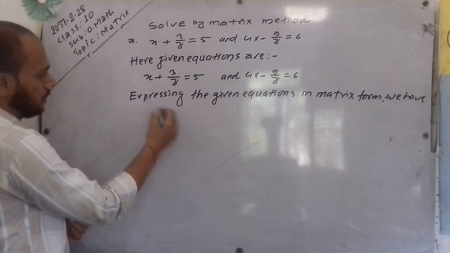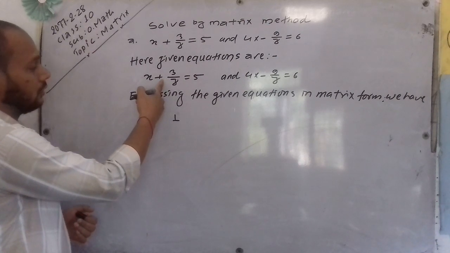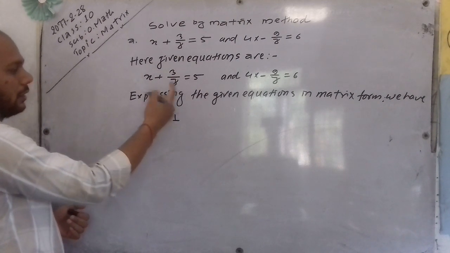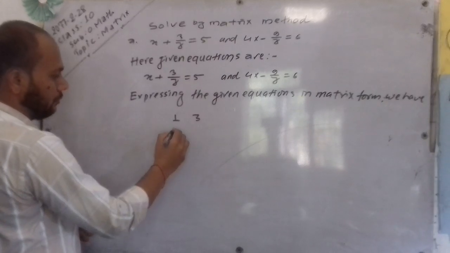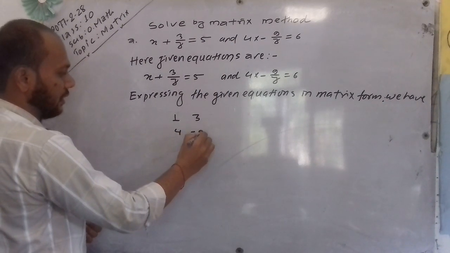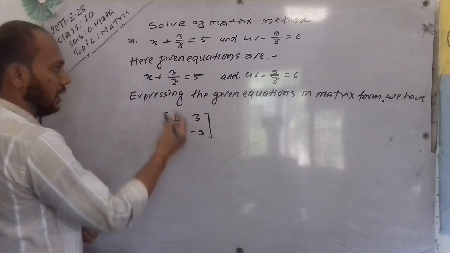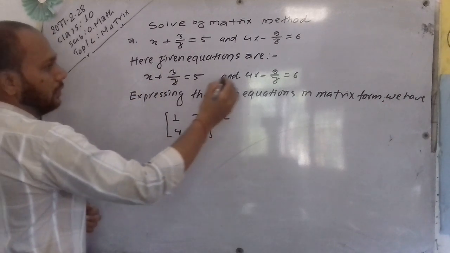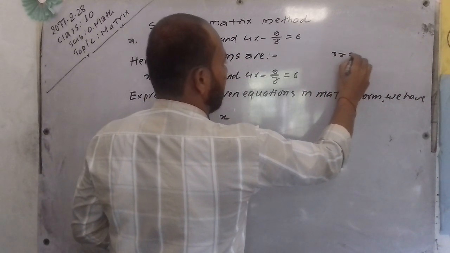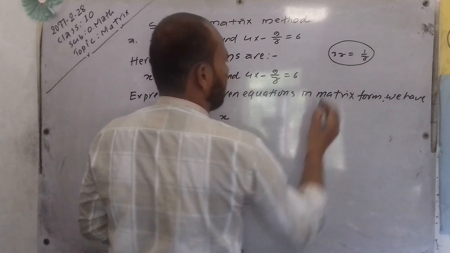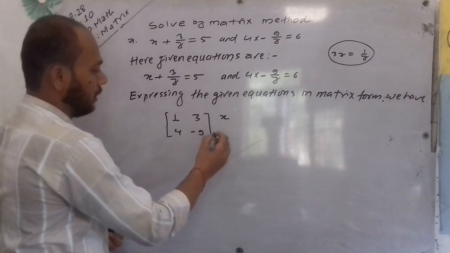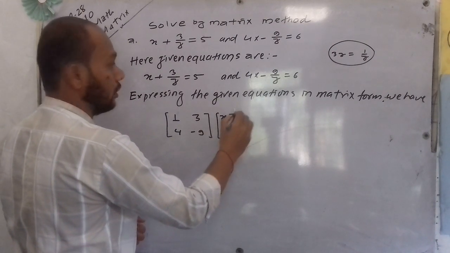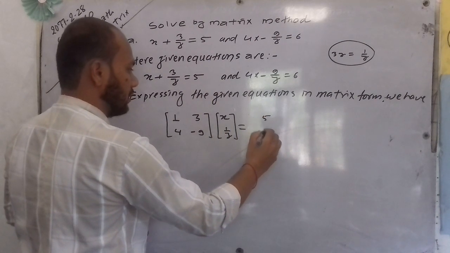Here you should write the coefficient of x, and here the coefficient of 1 by y, because it is given in the form of 3 by y, so you write the coefficient of 1 by y as 3, and from here 4, from here minus 9. And in the place of x we have x, but in the place of y we have 1 by y, so we write here 1 by y, which is equal to 5, 6.